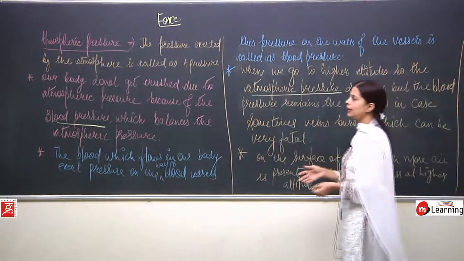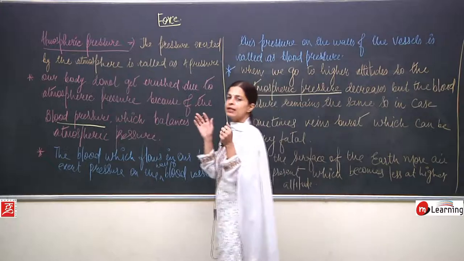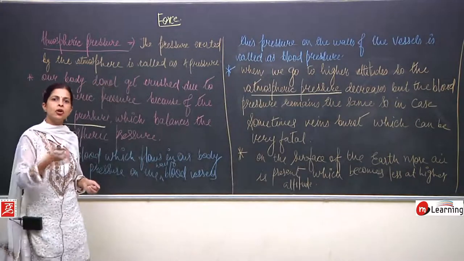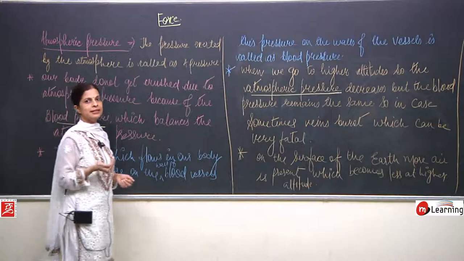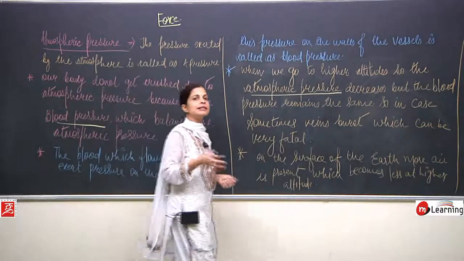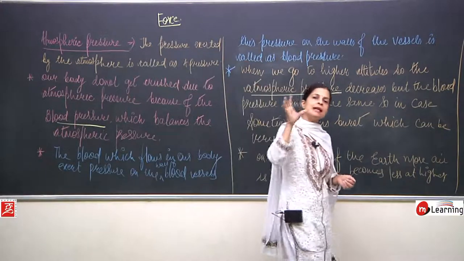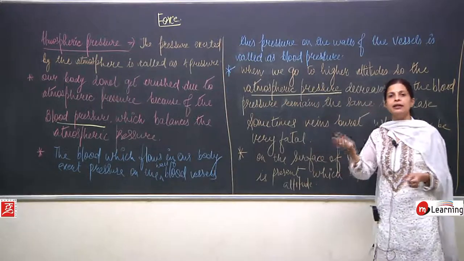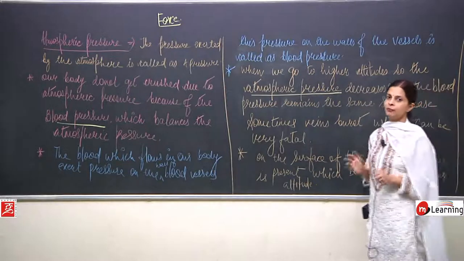Because in our body, blood is flowing in the vessels. This blood is exerting pressure on the walls of the blood vessels, and this balances the atmospheric pressure, as the blood pressure is only a little higher than the atmospheric pressure.